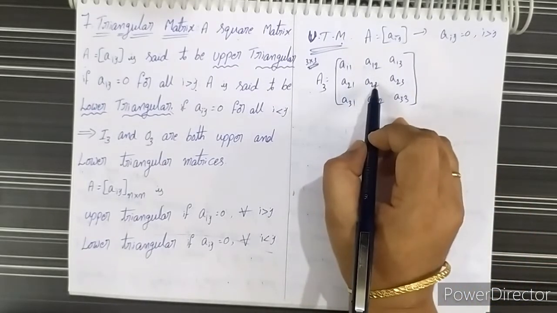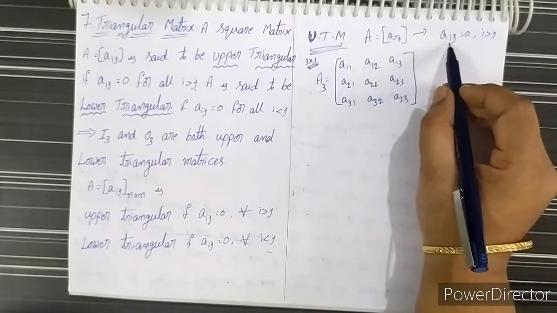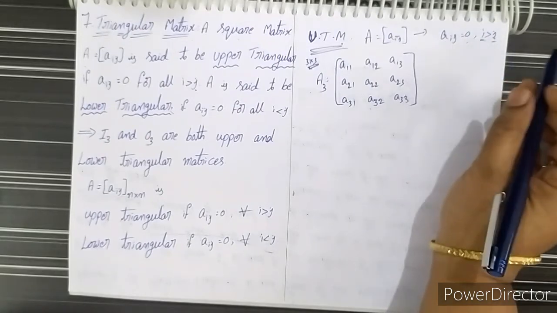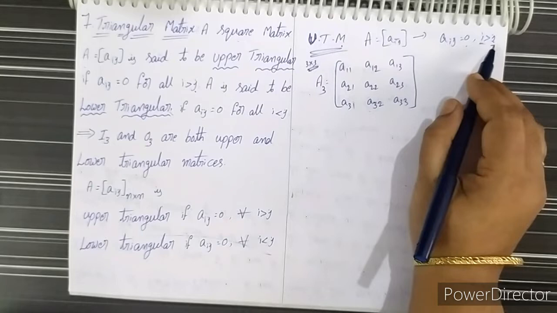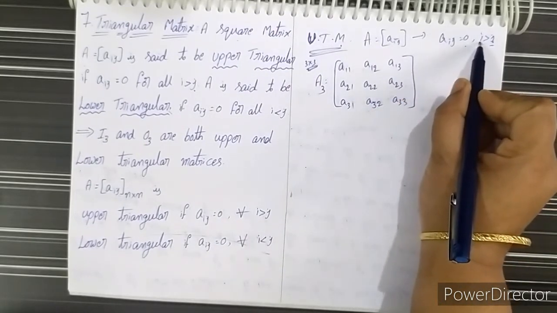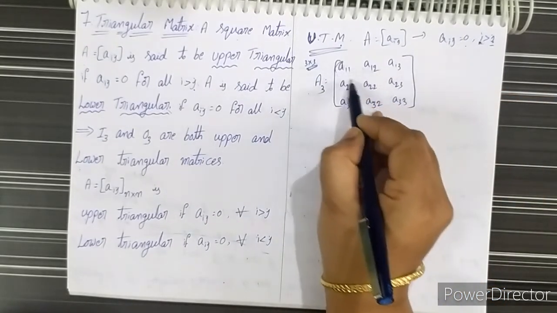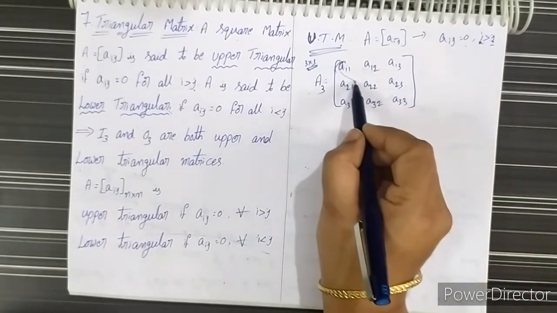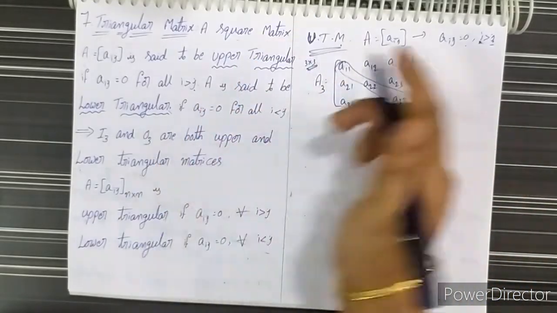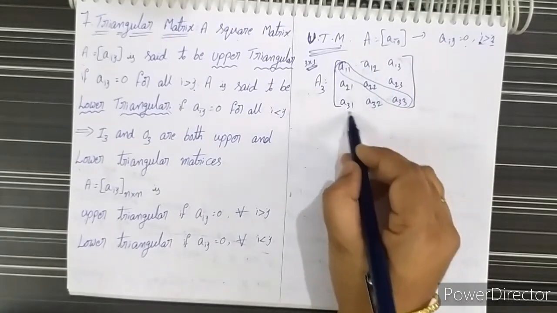If this matrix is said to be an upper triangular matrix, we have the condition that aij equal to 0 if i greater than j. i greater than j means j is lower than i, i is the bigger number. That means in the diagonal i equal to j, these are not taken. Upper triangular or lower triangular is based on these three elements or these three elements.